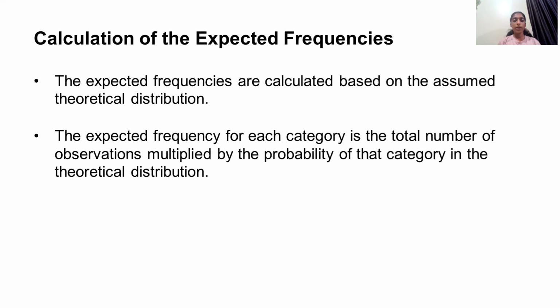Calculations of the expected frequencies. The expected frequencies are calculated based on the assumed theoretical distribution. The expected frequency for each category is the total number of observations multiplied by the probability of that category in the theoretical distribution.